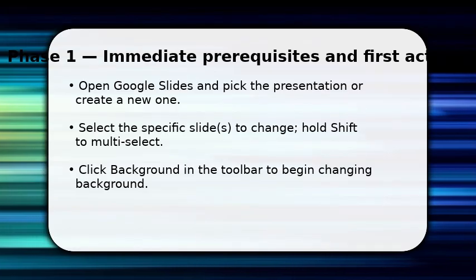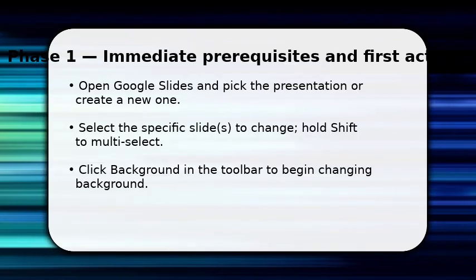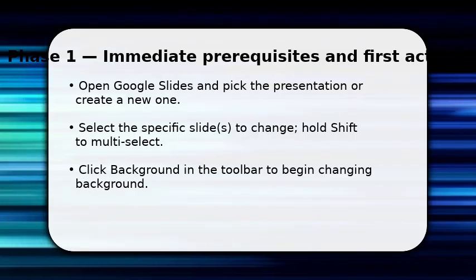You've opened your presentation. Now act. Select the slide or slides you want to change and click Background in the toolbar at the top. This opens the background dialog so you can choose color or image. Make sure you're editing the right slide group because changes can apply to one slide or the whole deck.